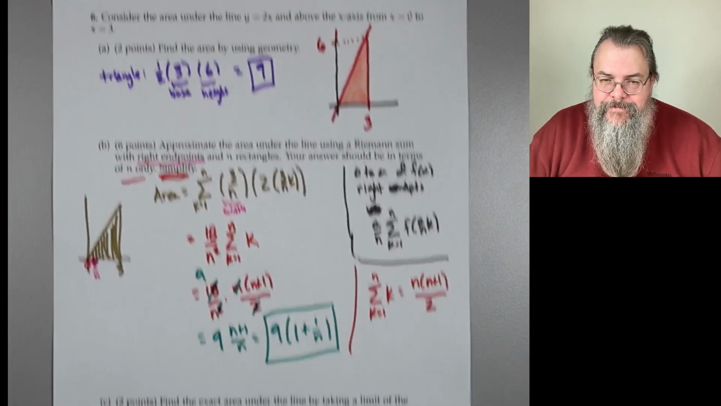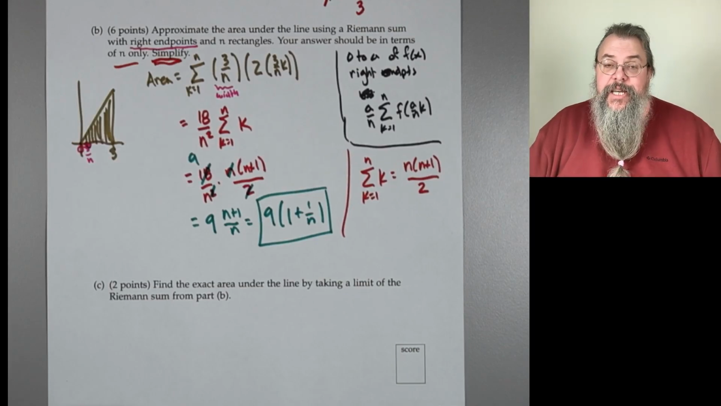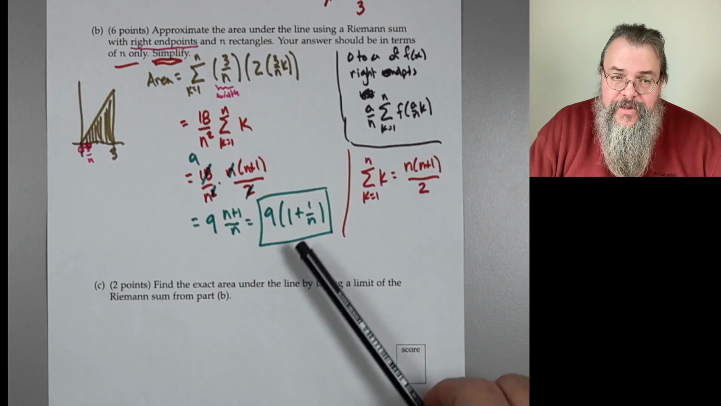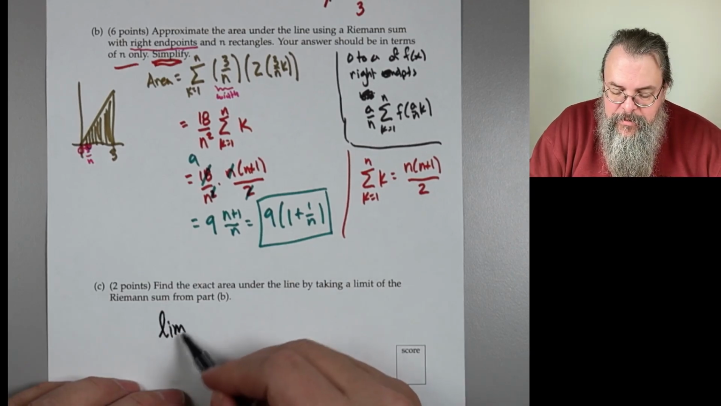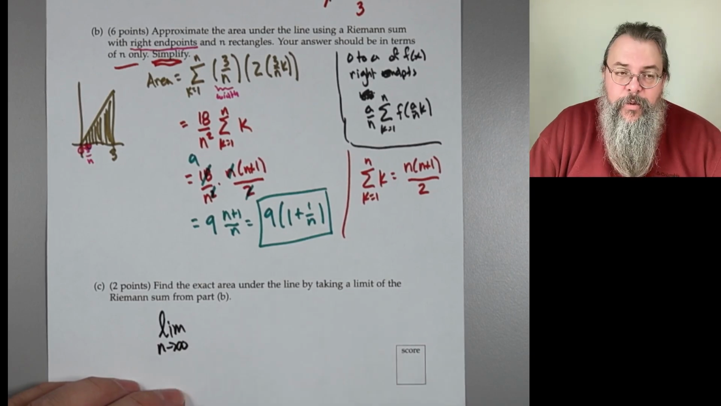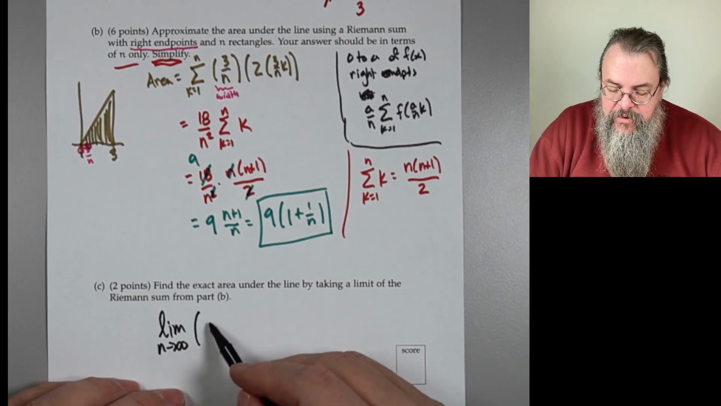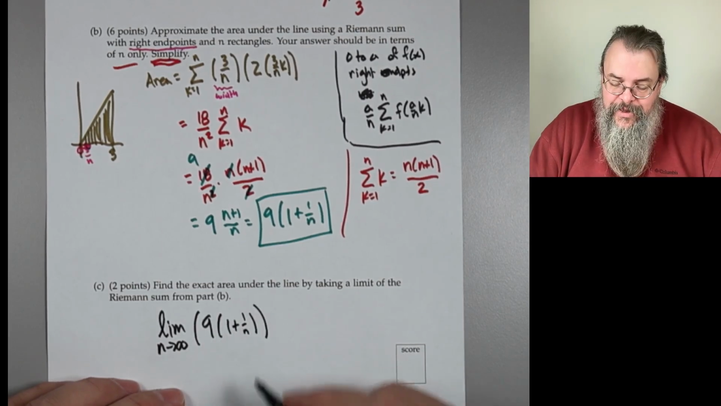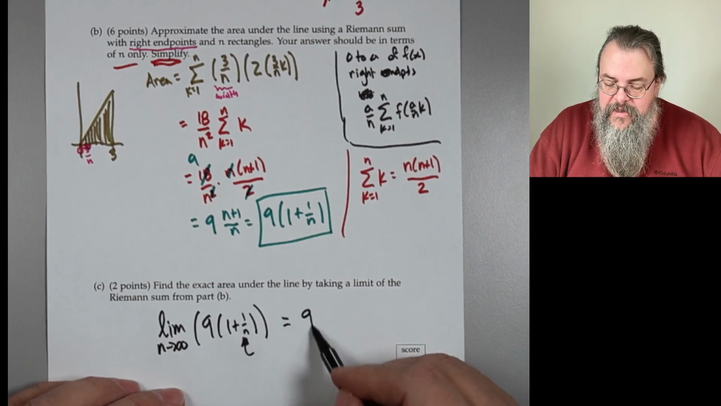Now, last part. Find the exact area under the line by taking the limit of the Riemann sums from part B. Okay, so this was our Riemann sum. This is our estimate. So we're going to say, look, what's our limit? More rectangles, better approximation to area. So we're going to take the limit as n goes to infinity of 9 times 1 plus 1 over n. Well, good news. The only place where n shows up is right there. As n gets big, this 1 over n gets small. So our area is 9.